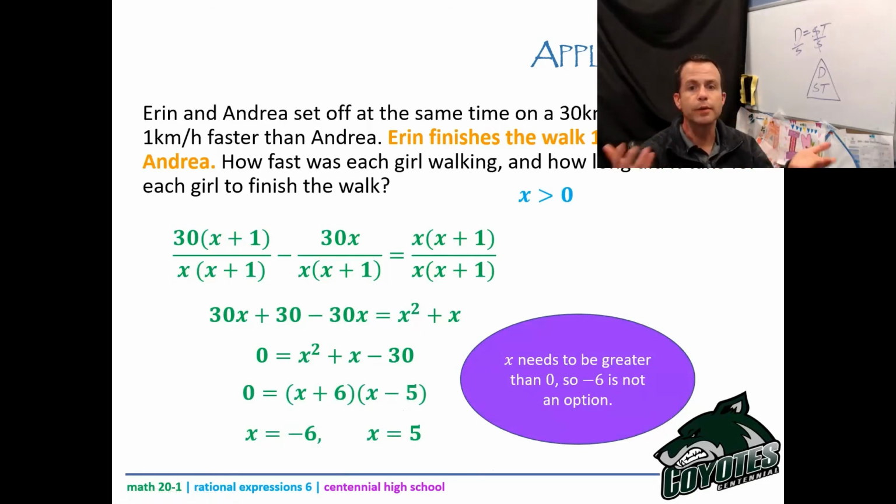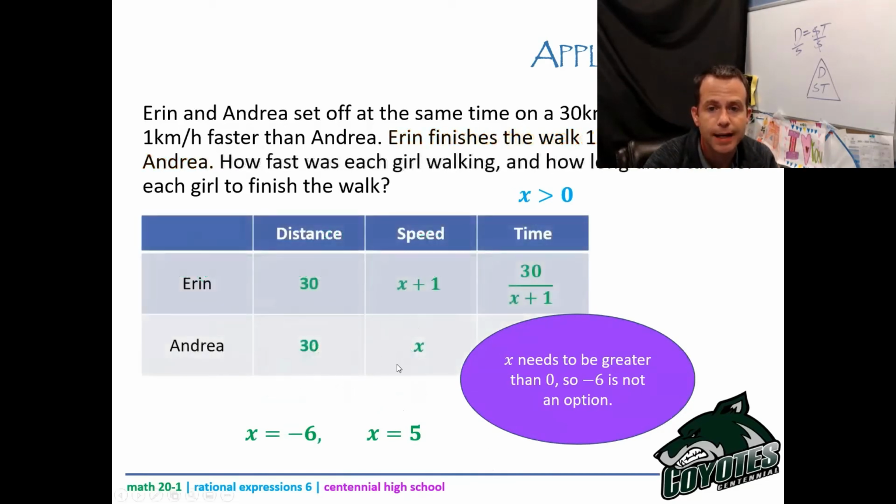Now, what was x? Go back to that chart. What did you label x as? You labeled x as Andrea's speed. Okay, so Andrea's speed is 5. Now, you got to answer the question. The question said, how fast was each girl walking?